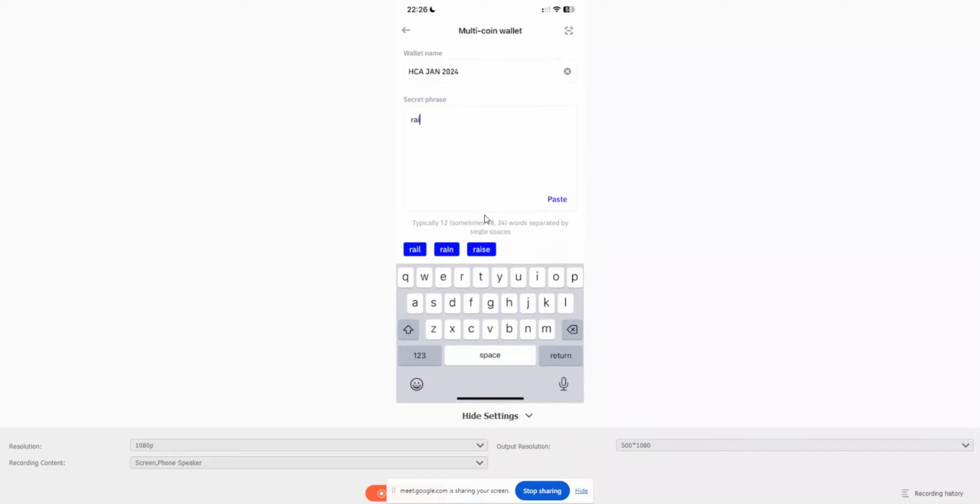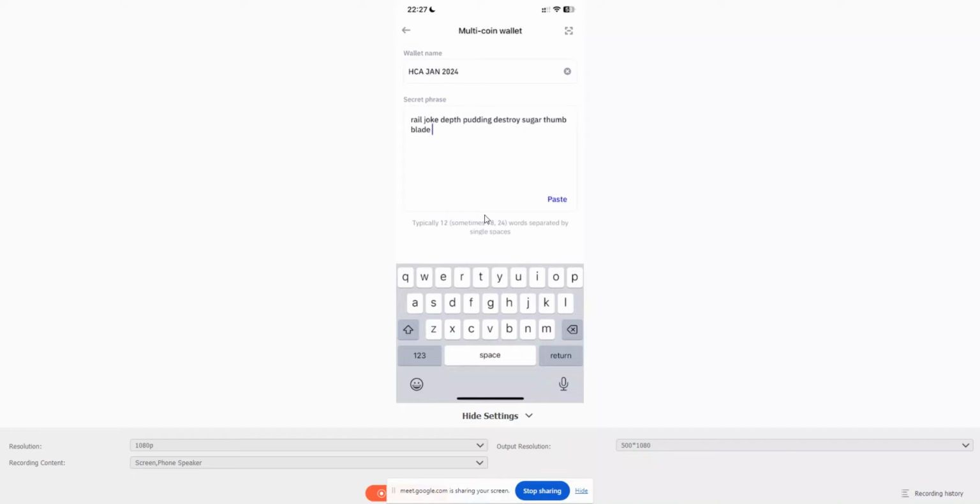So the first one was rail, the second one was joke, and if you miss a spelling, I'm sorry, you cannot recover your money. The other one was depth, and there's a space after every seed phrase. The other one was pudding. The other one was destroy. The other one is sugar. The other one is thumb. The other one is blade.